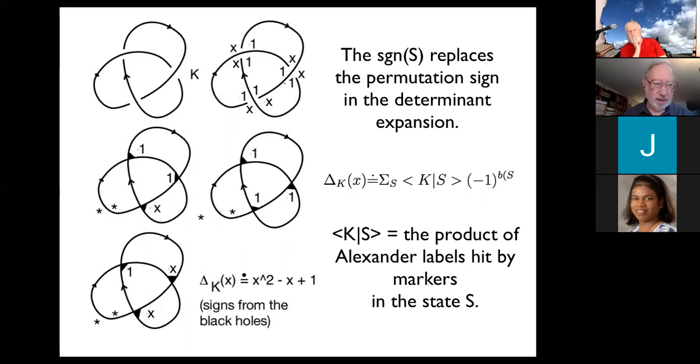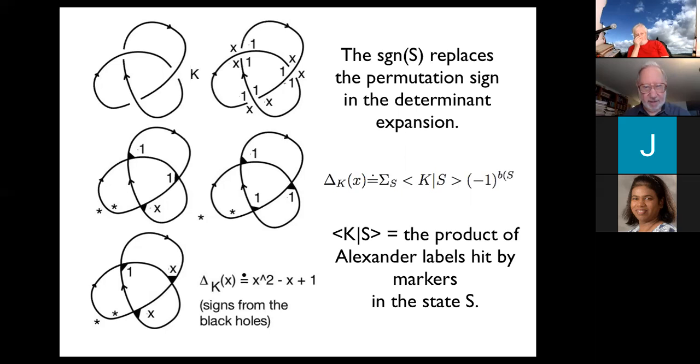Which means the labels that would be in those entries in the matrix. You take their product and you multiply that by the sign of the state. So in this case, you see that the first one on the upper left has one black hole and has an X, so it's minus X. The next one, just to the right of it, has no black holes and is 3-1, so it's a 1. And the one down at the bottom has 2 X's and 2 black holes, so it's also plus X squared. And there's the Alexander polynomial, the trefoil again.